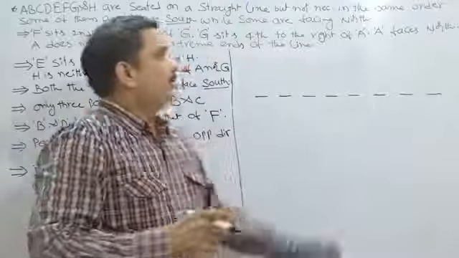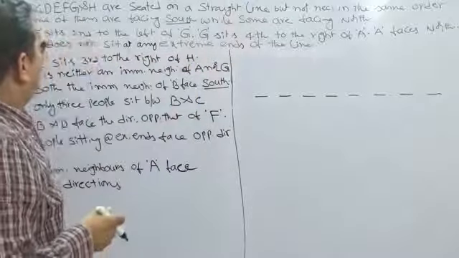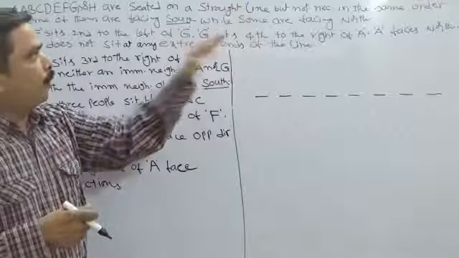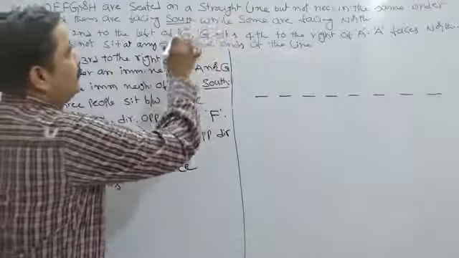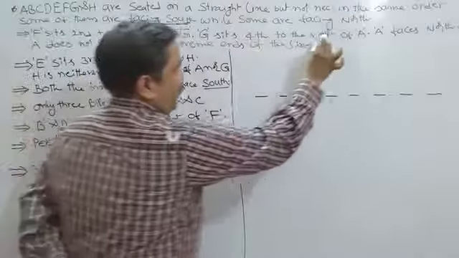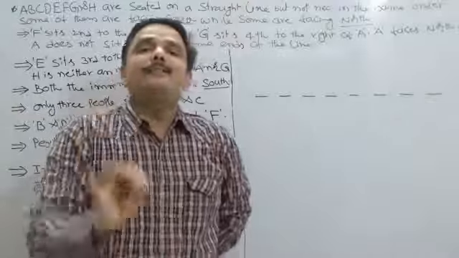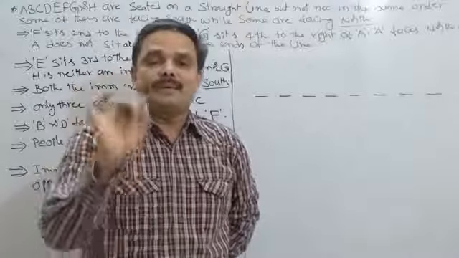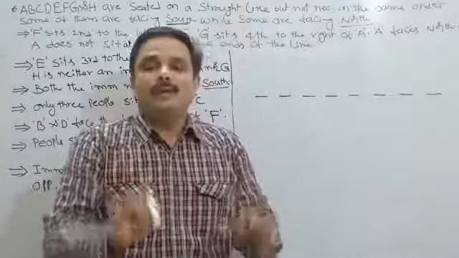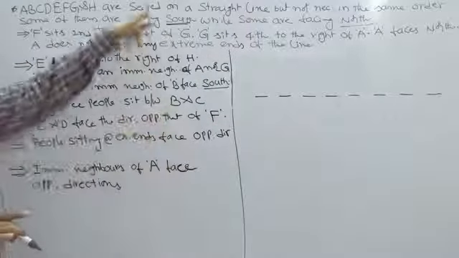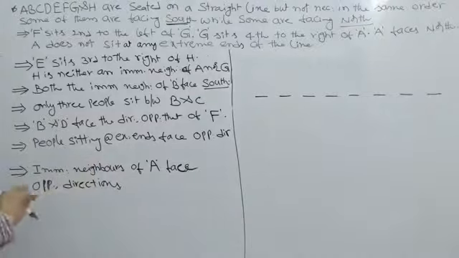In this question, they have given 8 persons seated in a straight line, and some of them are facing south, some are facing north. They have not even given the number of how many face south and how many face north. Pause the video and make a note of this question quickly.